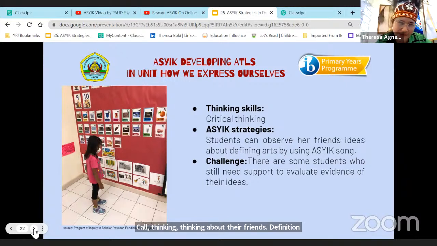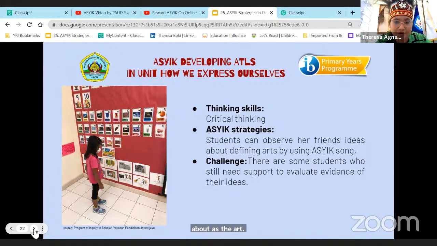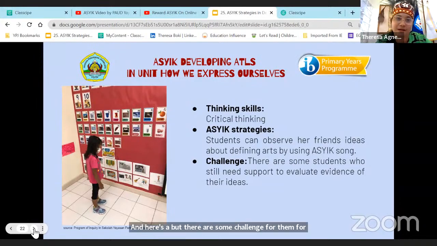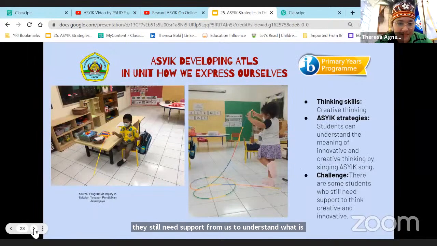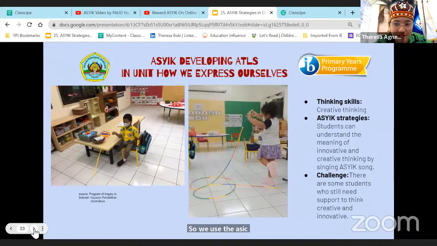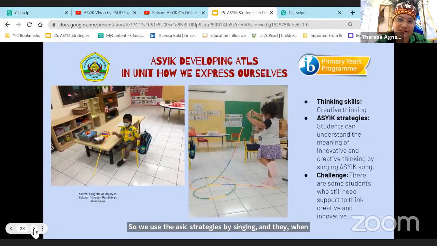But there are some challenges for them in giving real evidence or real examples, and they still need support from us to understand what is art. And the second here is about creative thinking. So we use the ASYIK strategies by singing the song ASYIK, and when they say creative, creative, they tell about what is creative and what they have learned in this day.